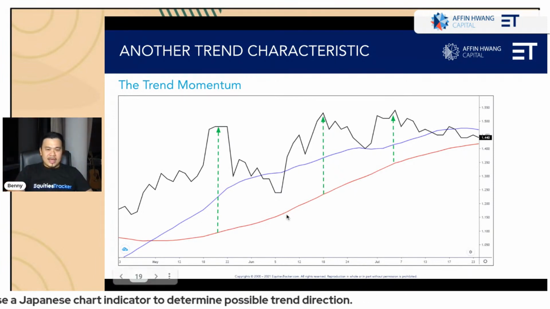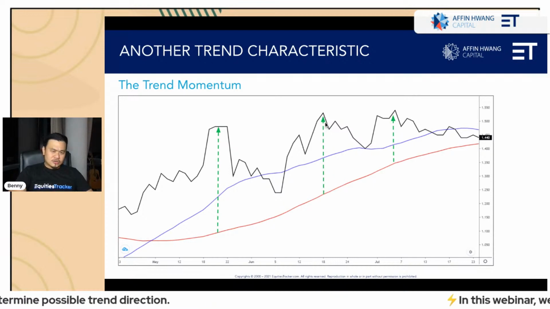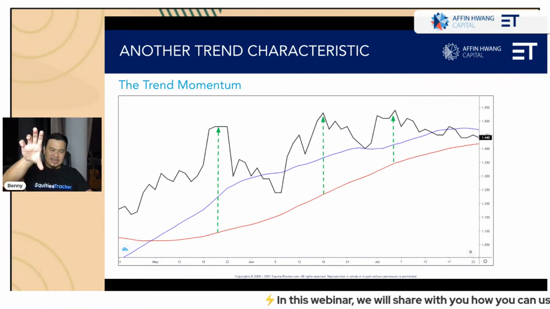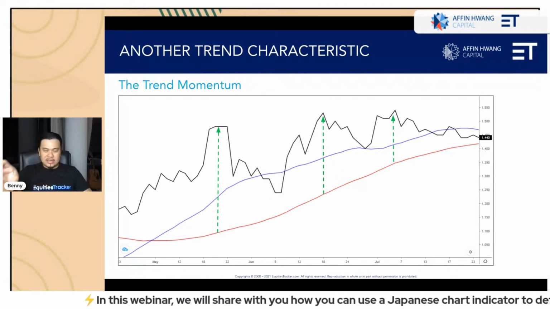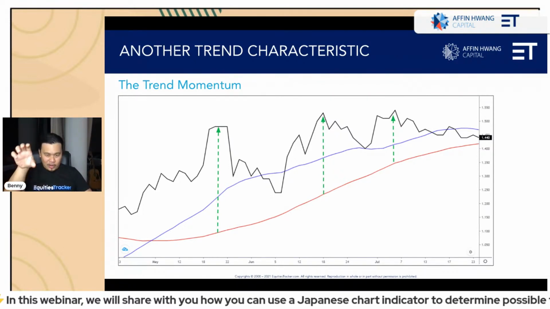That means they are willing to buy prices way higher than the average price. Okay, then you can see the second movement. You'll see that the momentum is still strong, it's still quite good, but it's not as strong as the previous one. You can see that the distance now gets smaller. Okay, and if you compare the third one, it gets even smaller. What does it tell you?